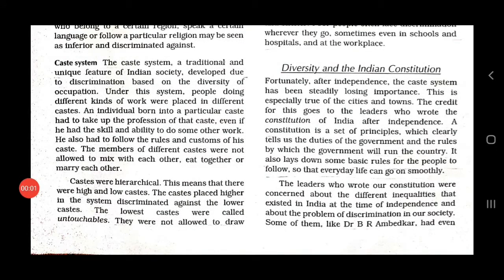Now, in the next paragraph, children, they are telling that the leaders who have written this constitution, they were concerned about the different inequalities which existed in our country during the time of independence. They were concerned about the problem of discrimination which was there in our society during that time. So keeping in mind all those things, then they framed this particular constitution. Concerned means they were worried about the situation, the different inequalities which were there in our society.